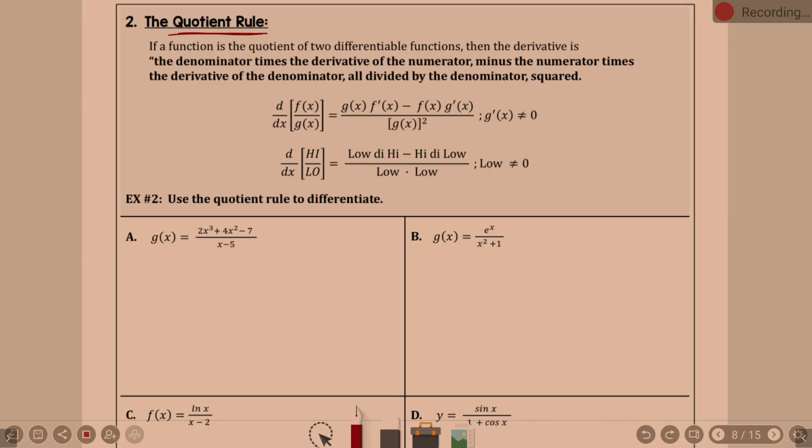Yeah, so the low D high is saying low is in the denominator. D high means derivative of the high, so derivative of the top. Minus high is the top times D low is derivative of the low. Does that help explain? The D is just indicating derivative. It's saying derivative of what follows.